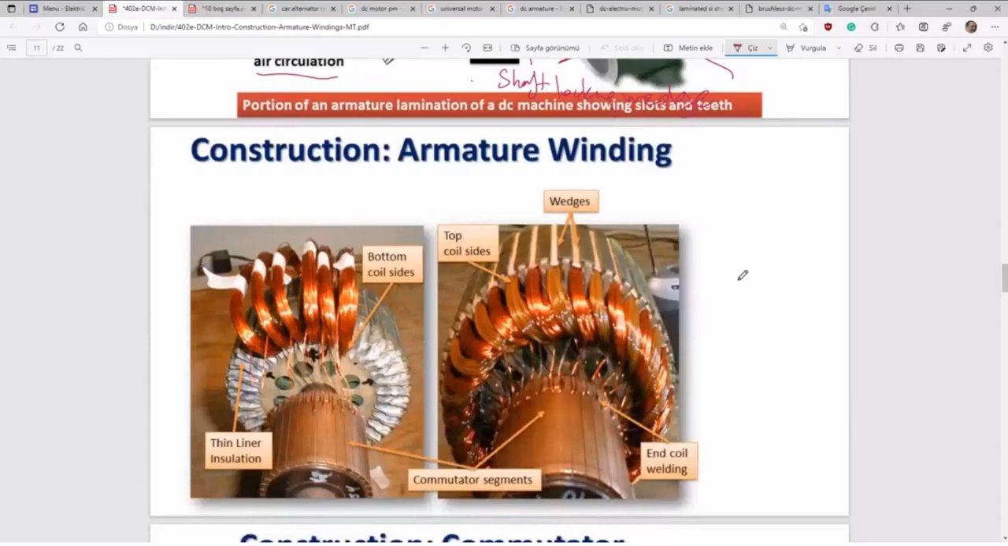Double layered windings. Do you have any course today? I should stop. I know. In a few minutes. Okay. I will stop in a few minutes.